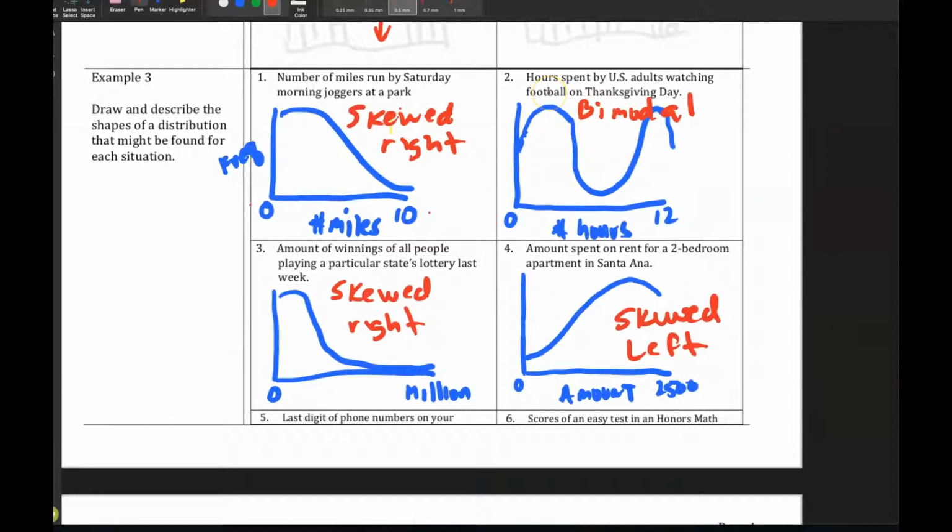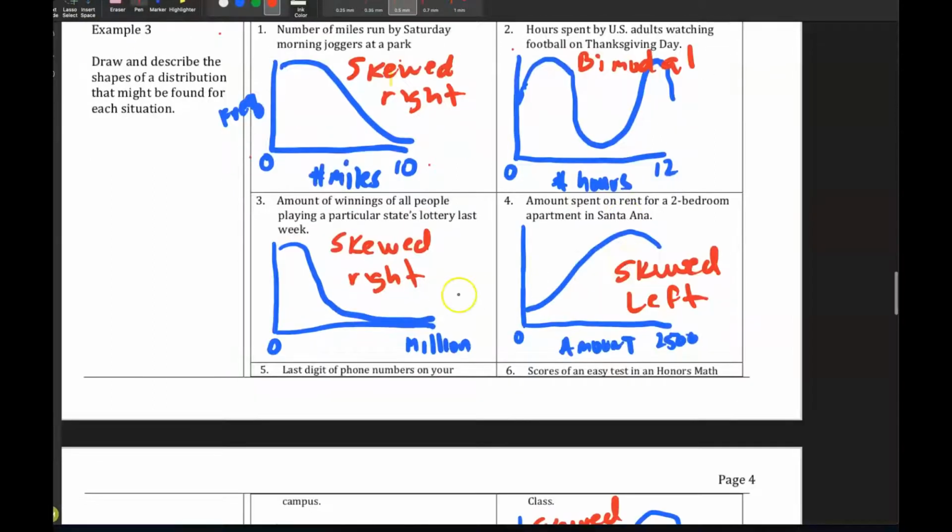Like the second one, number of hours spent watching football on Thanksgiving Day. Well, if you're a big football fan, football's on all day, up to 12 hours a day. So you'll have a big group of people on this side, a lot, right? Remember, because this is frequency along the vertical axis, and number of hours is the values of the variable. And then you have a lot of people who don't watch any football, and so you'll have a high end right there also. And so that's why you end up with a bimodal distribution there.